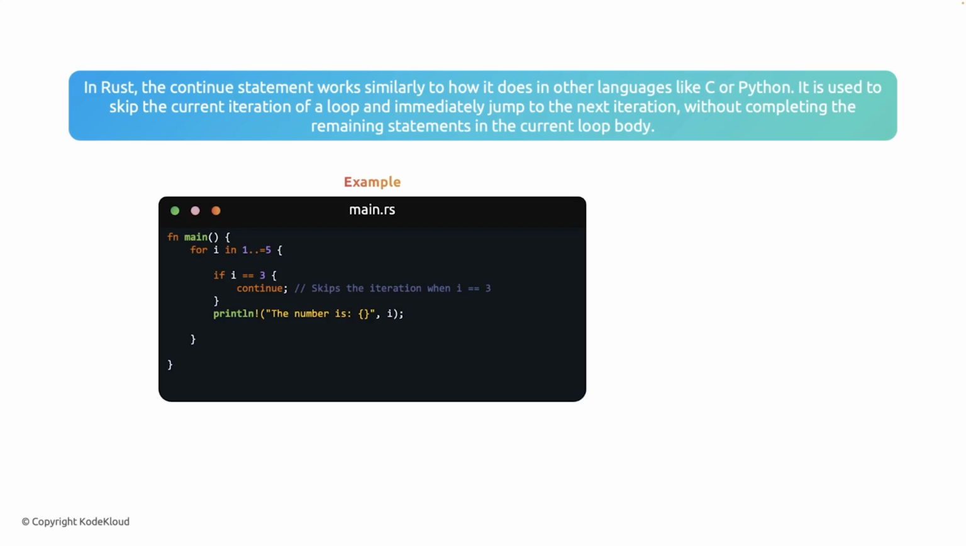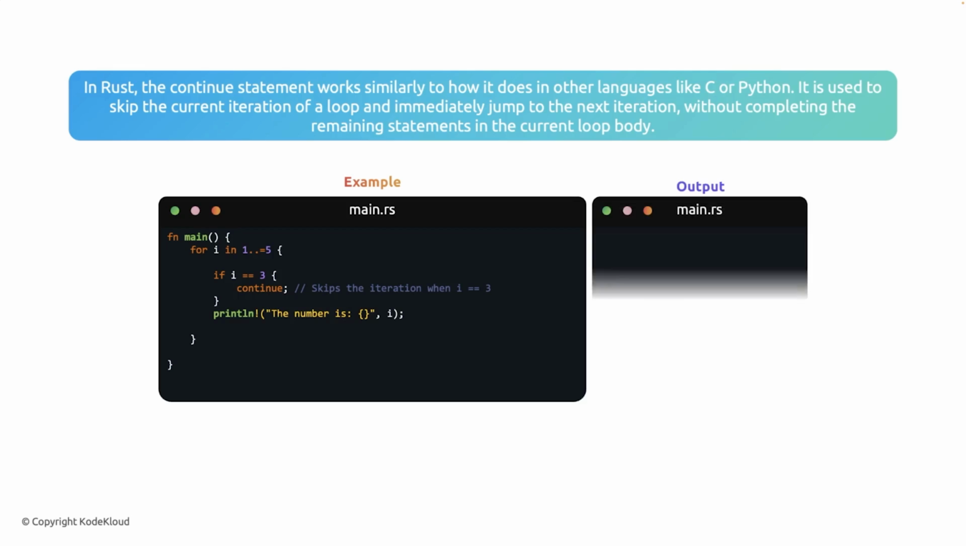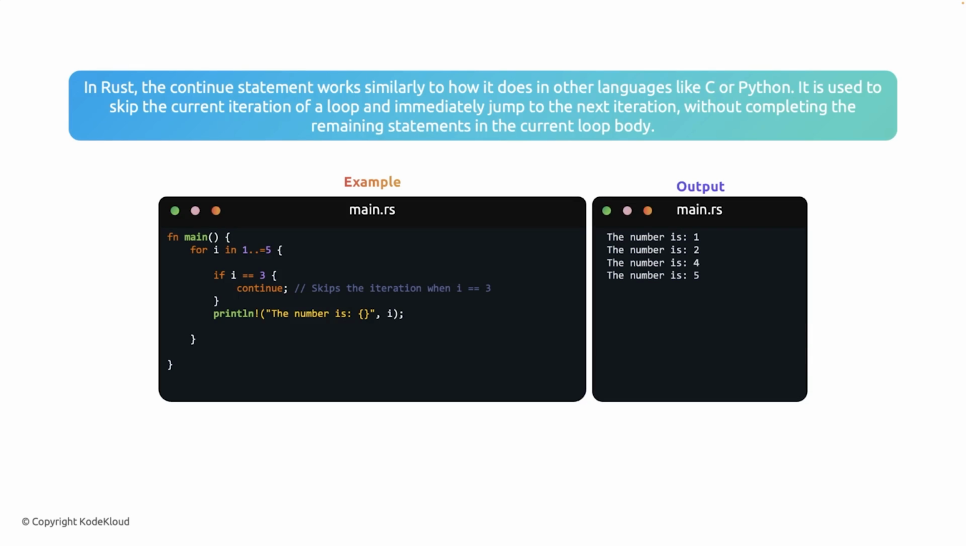For example, over here, we have a for loop. It's okay. We'll see the syntax of for loop in the next video. This for loop goes from the value 1 to 5, and if the value is 3, it skips the iteration. So it will not print the number is 3 because it's going to skip the entire loop body.